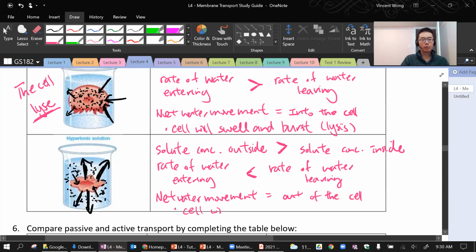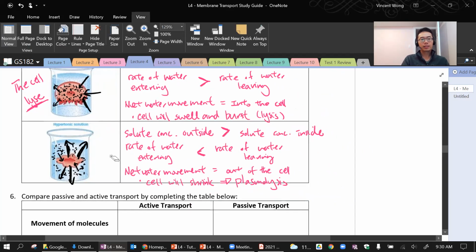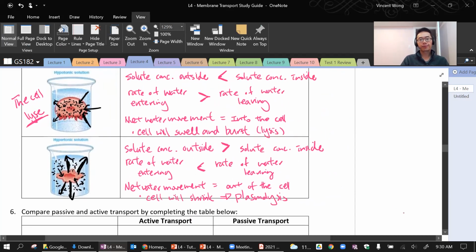The cell will shrink, and this is called plasmolysis. Okay, plasmolysis. Yeah, this is quite an important concept.